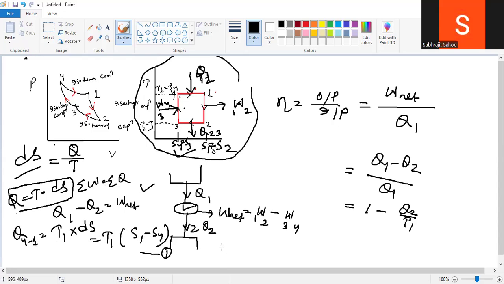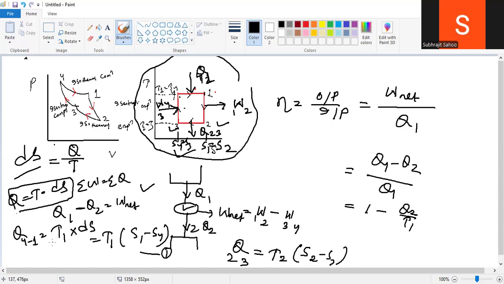Now similarly, I find out Q2 to 3. What is the formula? Sir, temperature observed, temperature T2, T3 temperature. Both are equal or not? Yes. Then I can write here T2 into ds, right? T into ds, S2 minus S3, right?